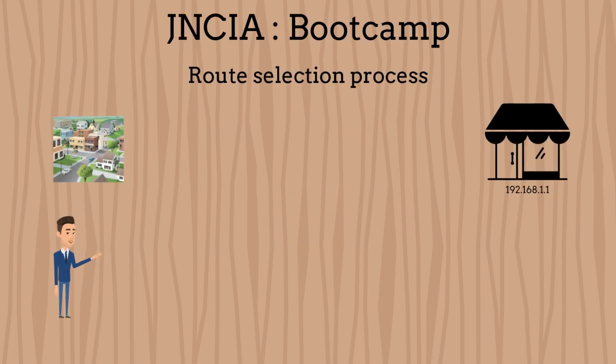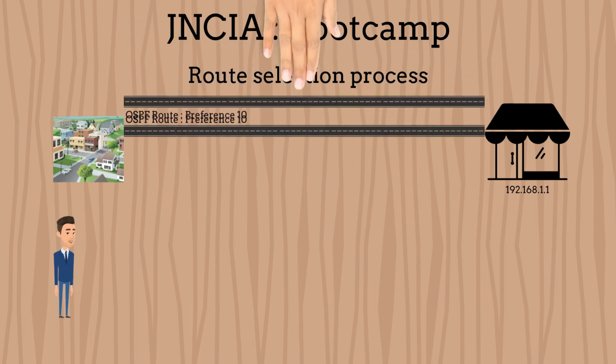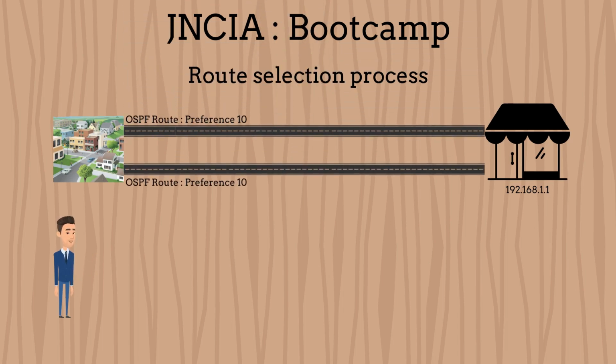Here we have 2 OSPF routes whose preferences are the same. They are both 10. So if both preferences are the same, what happens next? If both preferences are the same, it moves to compare the metrics. The metric in OSPF is the cost, and the lower cost is the better option. So in this case, our top route, route A, has a cost of 10, and our bottom route, route B, has a cost of 20. So it will choose route A as the best route to the coffee shop.